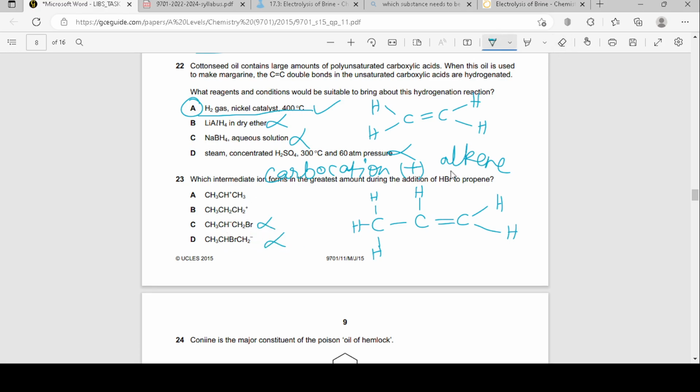Okay, and then I'll just look at my mechanisms from AS because I remember the mechanism, but I don't want to accidentally write anything wrong. That's my problem with this. So I'm just going to review it a bit. And yes, okay. So basically my H is here and my Br is here, right?